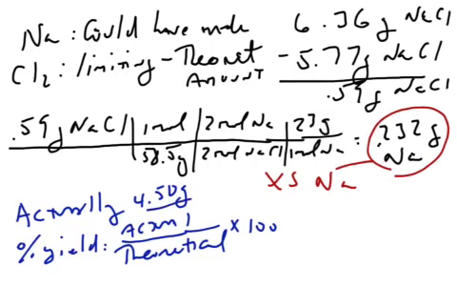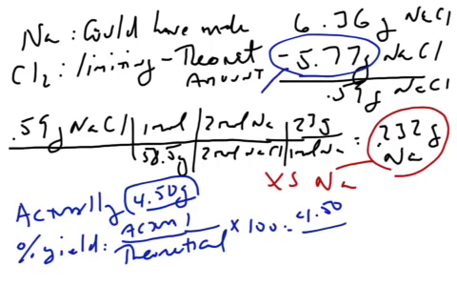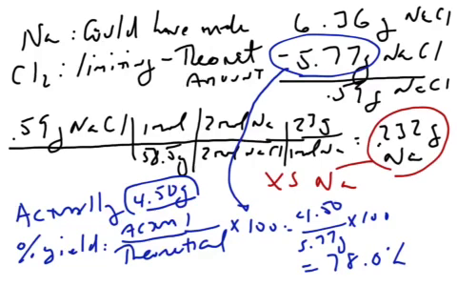Now, guys, you get that straight out of the problem, okay? The problem tells you that. So we're going to do 4.50, and the theoretical yield we're going to pull from up here. There's your theoretical amount, and we're going to put it down below here, 5.77 grams, and that's times 100. So my percent yield in this case, after I finish my reaction, is going to be about 78.0%.